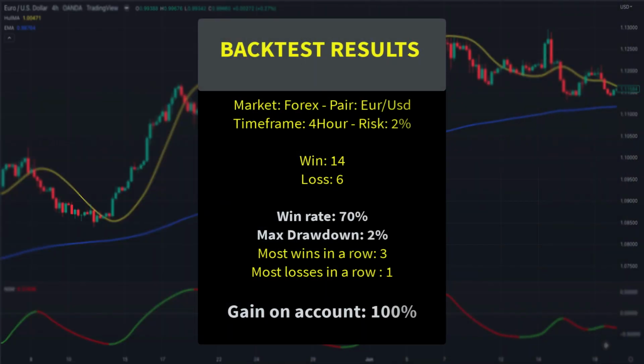These are the results of the backtest. The strategy has been tested on the Forex market and on the euro-dollar pair. The time frame is 4 hours and the risk per trade is 2%. The win rate is 70% and the maximum drawdown is 2%. We get a gain on account of 100%.